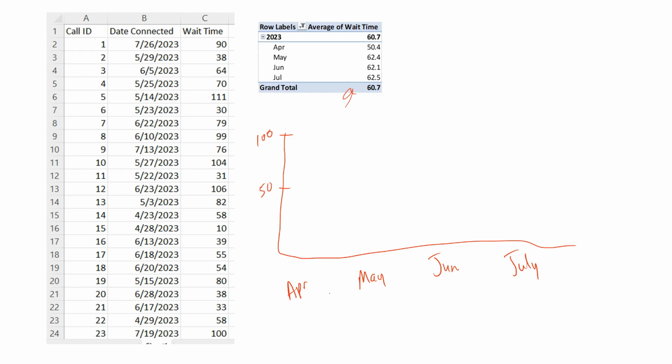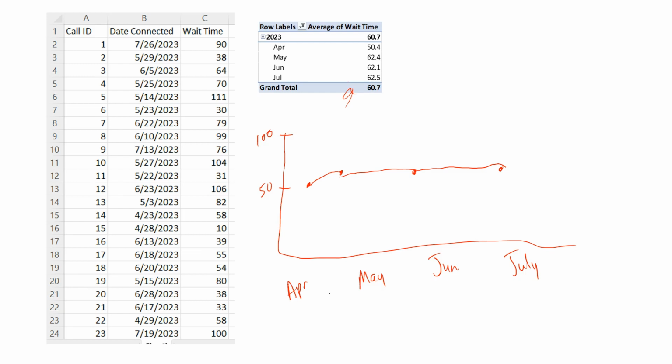Let's call that 150 seconds. Now, April was about 50 seconds, so we'll put a dot here. May was about 62 seconds. June was about the same, and July was about the same. And if we draw a line in between those dots, we then get a time series view and can see how these data change over time. But what are we missing here?